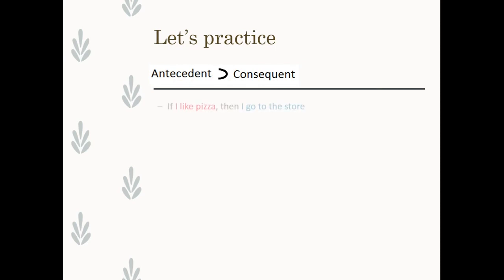Let's practice. If I like pizza, then I go to the store. So we have I like pizza in red, I go to the store in blue. First step, I'm going to throw that horseshoe after the comma there, so that I like pizza is the antecedent, because the antecedent follows the word if. So I have I like pizza, horseshoe, I go to the store. The next step, let's turn those into letters. So P, horseshoe, S.